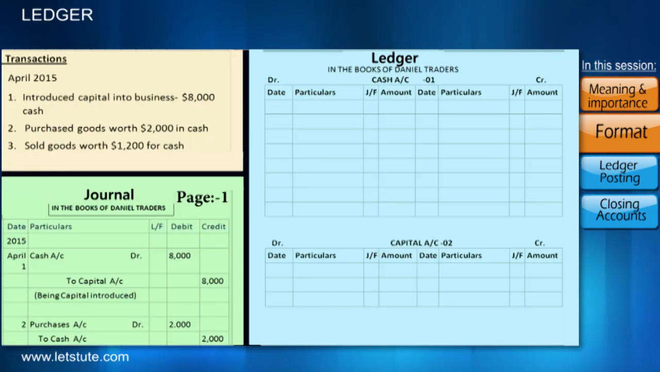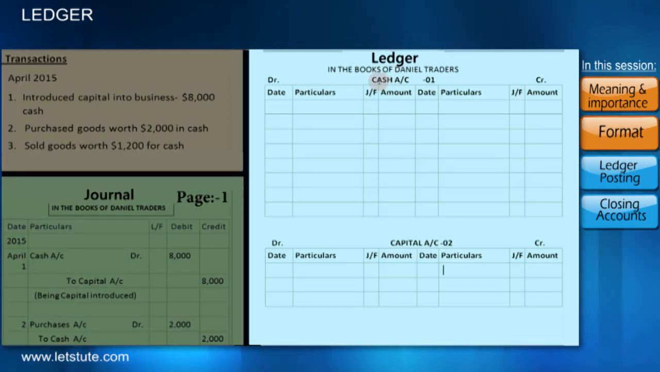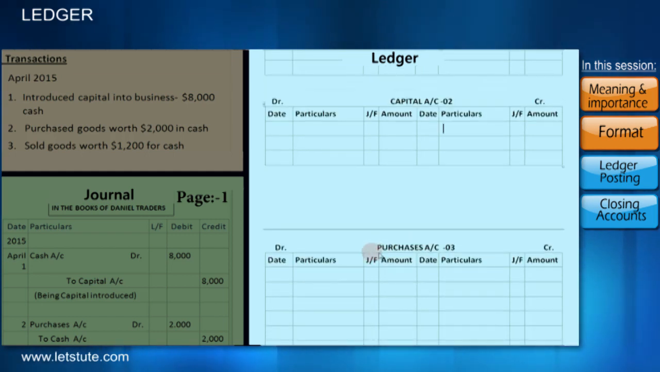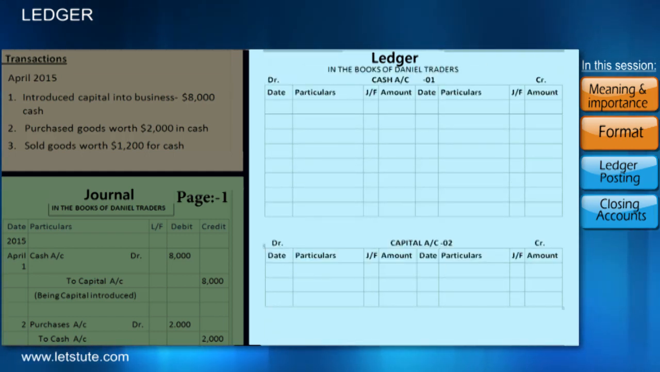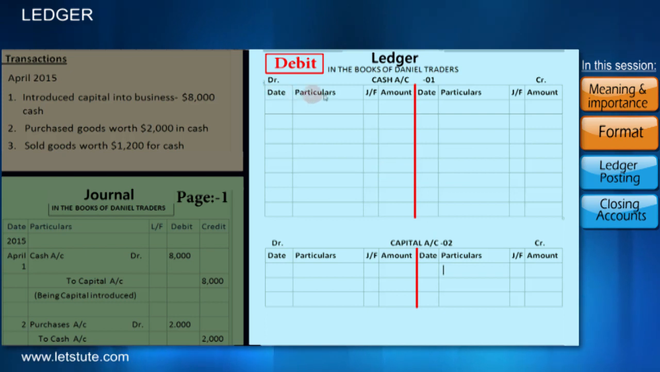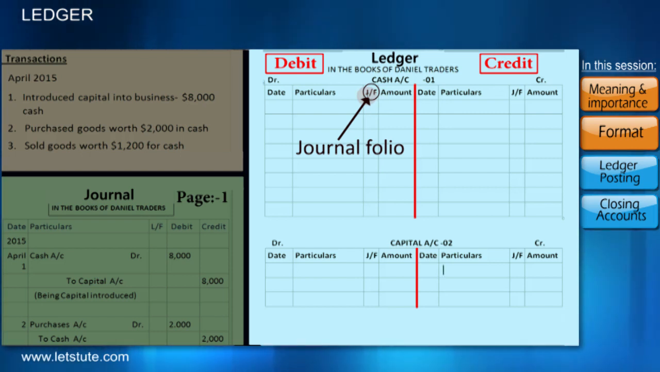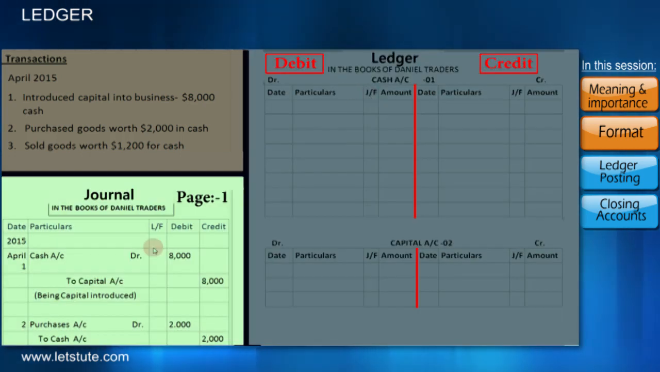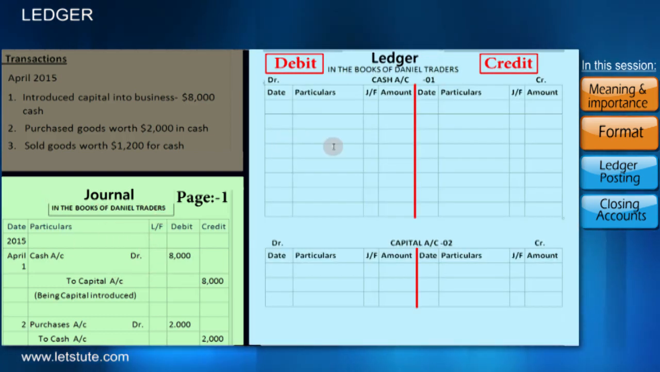As we can see, this is a ledger and we have multiple account titles or heads here. Each of these is called a separate account. Each account here has the same format. The left side of the ledger is the debit side and the right side is the credit side. We also see a journal folio or JF column where we write the page numbers of the journal from where the original entry is taken. This helps in cross-checking the entries.